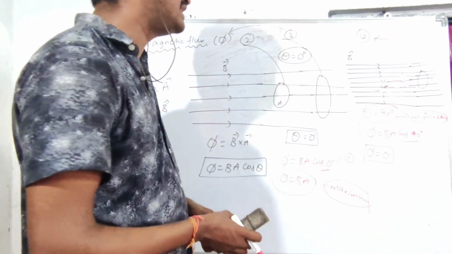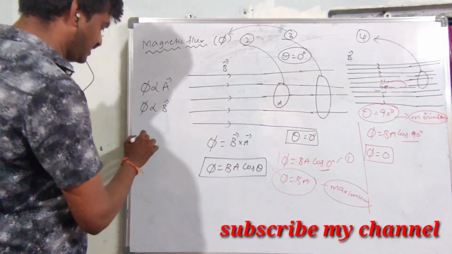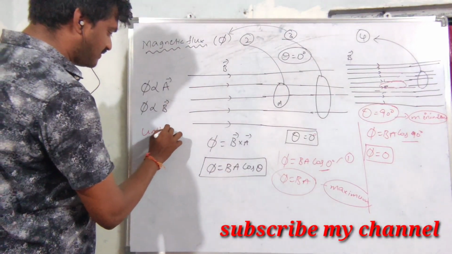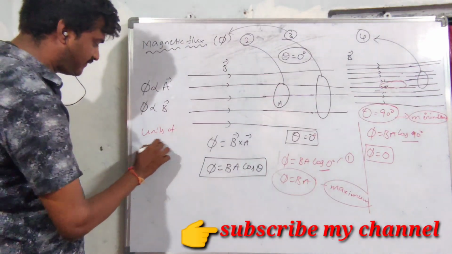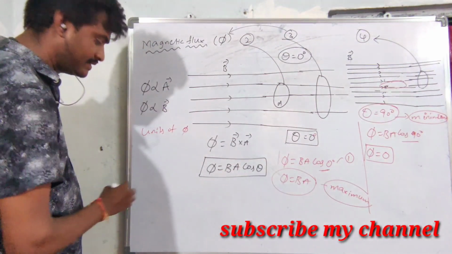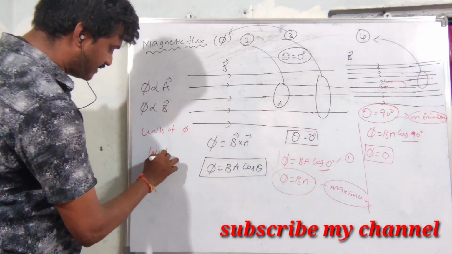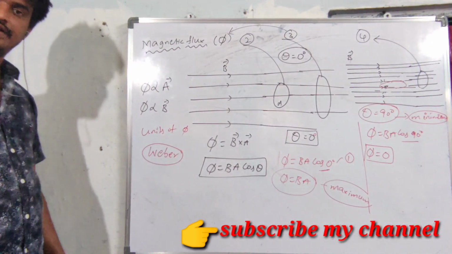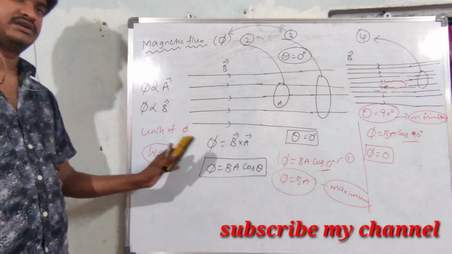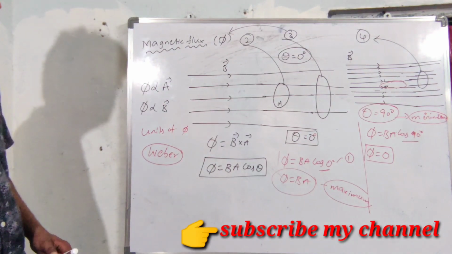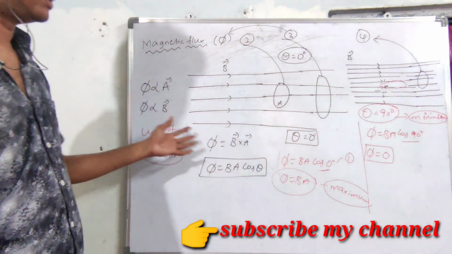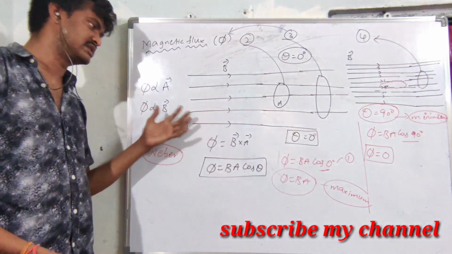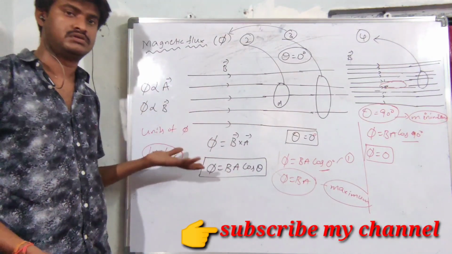Next, what are the units? That's the main thing. What is the unit of magnetic flux? It is the Weber. The unit of magnetic flux is Weber. So please revise once and you can get it clearly. I gave some examples, you can take more and do them on your own.